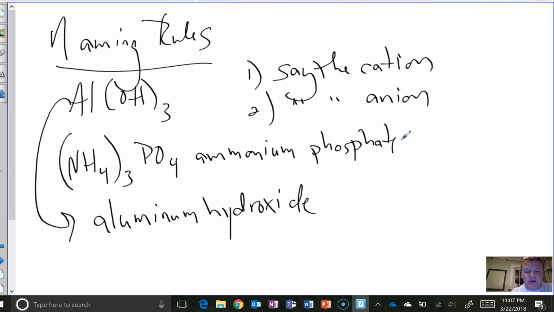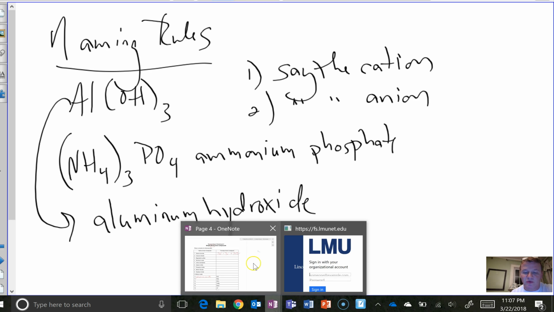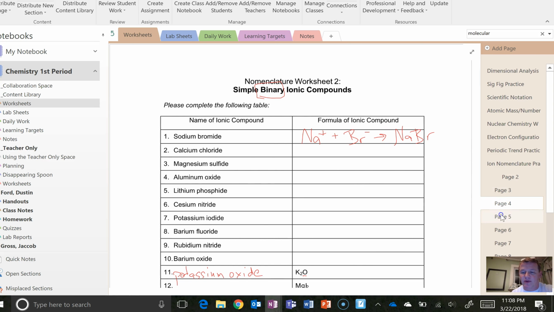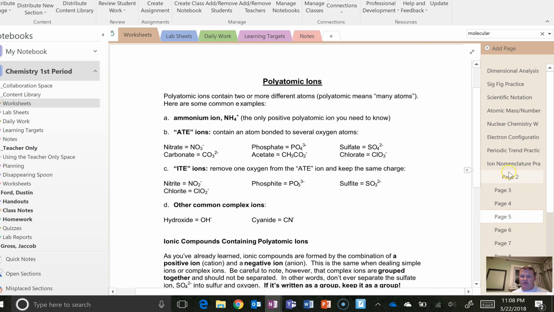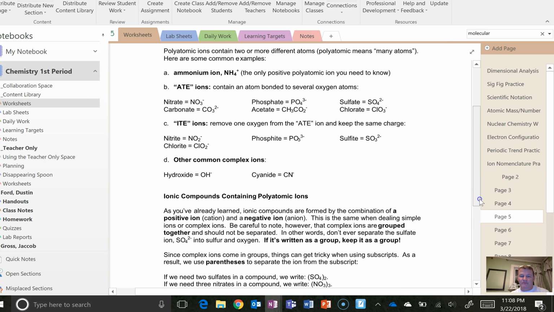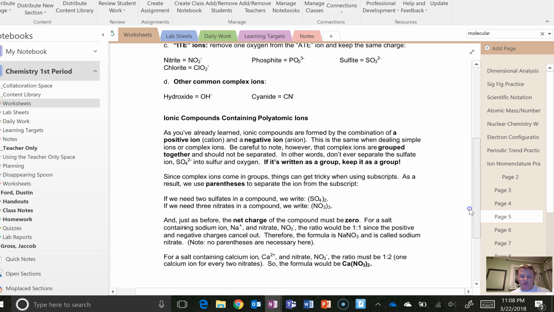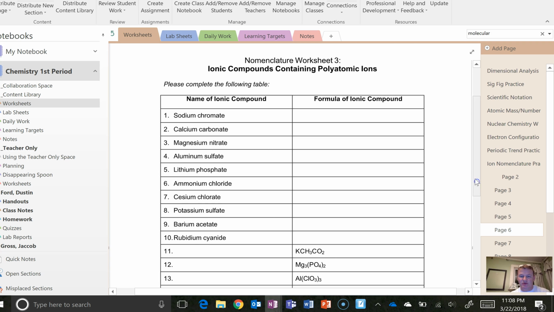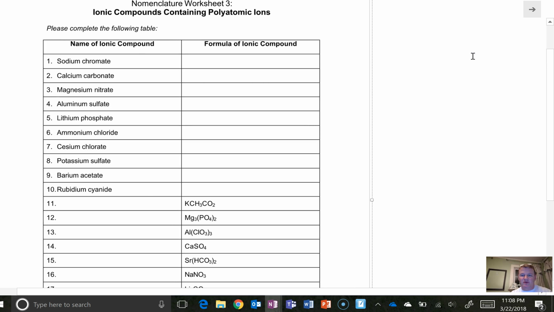Okay, so now I'll refer you back to our OneNote where we have our practice pages, and this is page 5 in the ion nomenclature list, and it walks you through exactly what I just discussed, the ate and the ite and the polyatomic ion naming rules. Okay, and then the practice comes on page 6 here, and you should be familiar with this setup as we've encountered it for the first 2 sets of practices. So the way that I would recommend to do this is like we did before.